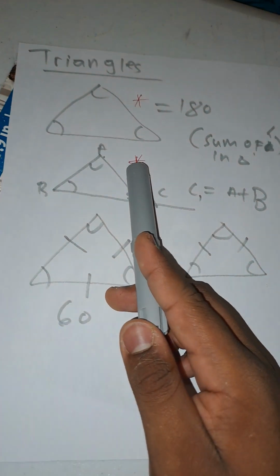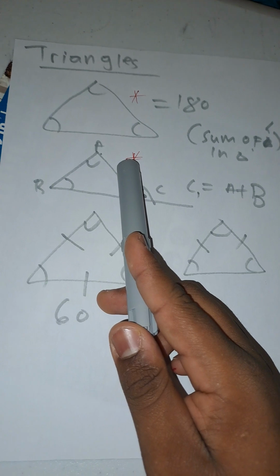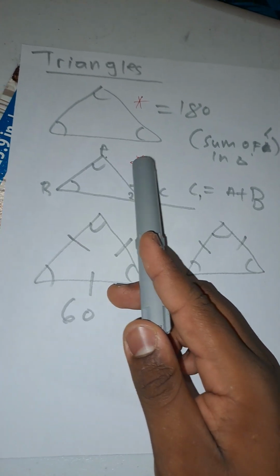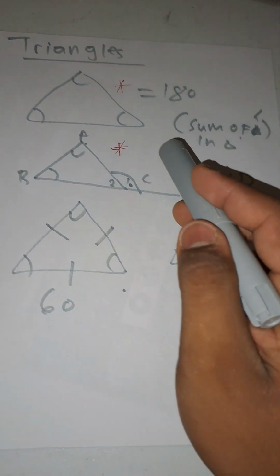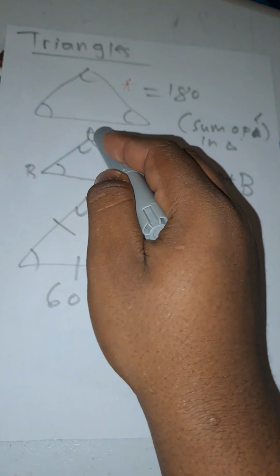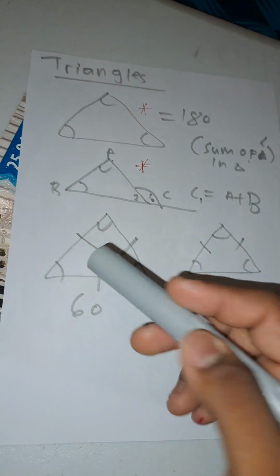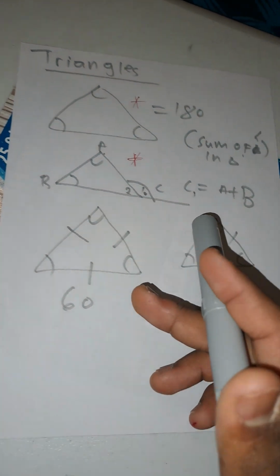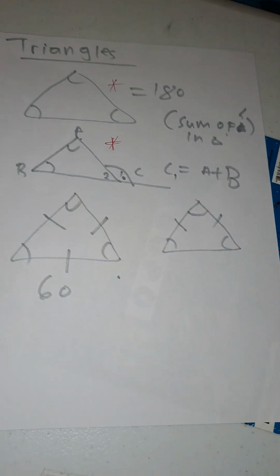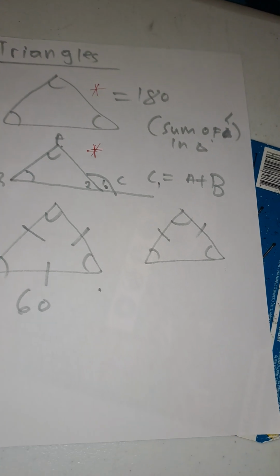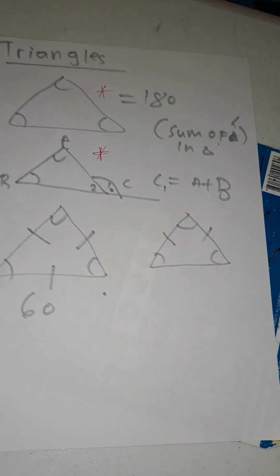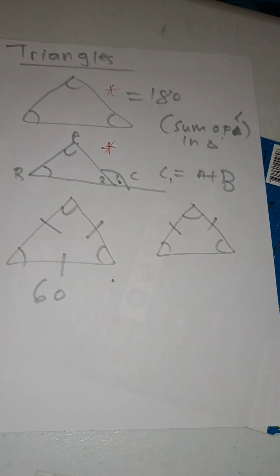This one is the exterior angle of a triangle, which is equal to the sum of the interior opposite angles. Yes, C1 is equal to A plus B. The second last is whereby in an equilateral triangle, all sides are equal. And then the last one is that angles opposite sides are equal, sides opposite equal angles are equal.